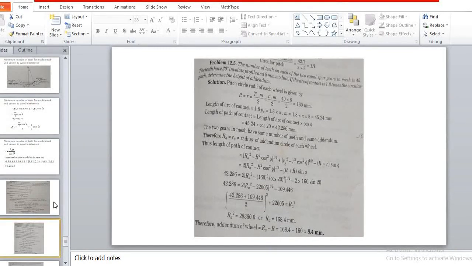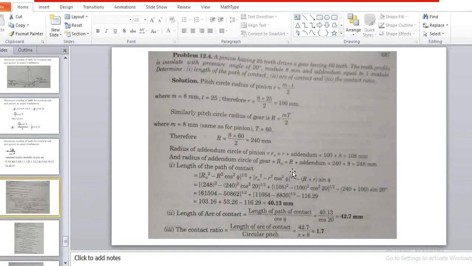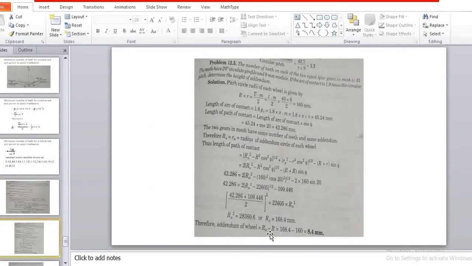In the previous example, we found this R value. The addendum circle radius is equal to the pitch circle radius plus the addendum. Now we are asked to find the addendum value, which we can find as R minus r. So we have to find capital R and small r. We found this r in the previous example as mT by 2. Here capital R and small r are the same.